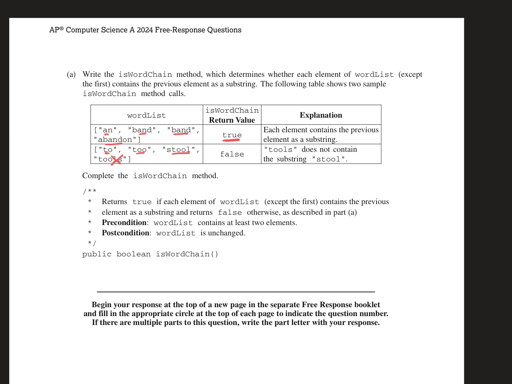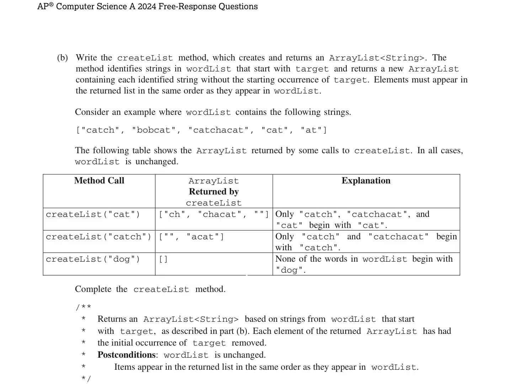So for isWordChain, what happens here is we're seeing if every word is contained in the next word. For example, "an" is in "band", and "band" is obviously in "band", and "band" is in "abandon", so that is a word chain. "to" is in "too", which is in "stool", but it's not in "tools". They have the same letters, but they're not exactly contained in. So we're going to write public boolean isWordChain.